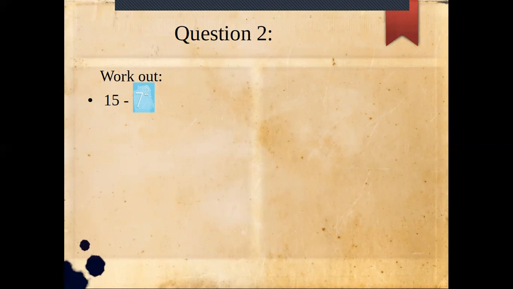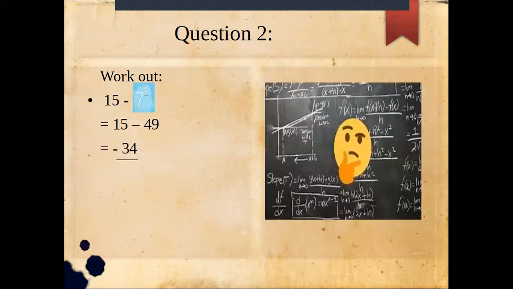All right, so BODMAS again. So we've got no brackets, but we do have order. We've got a squared number. So 7 squared, we do that first. 7 squared is 49. So then we don't have any multiplication or division or addition, but we do have subtraction, so we do subtraction next. So we've got 15 minus 49, which equals negative 34, and that's our final answer.